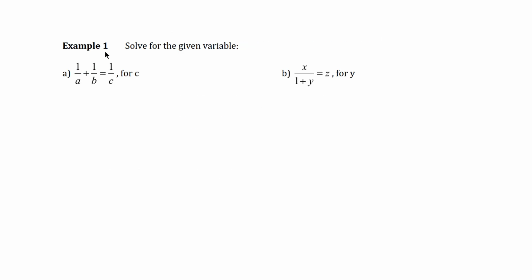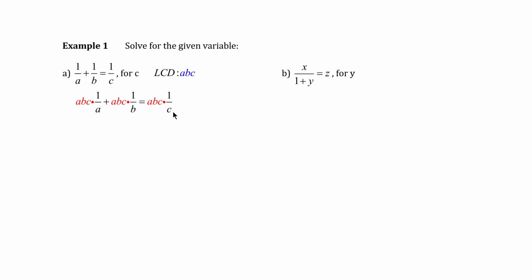For example number 1, solve for the given variable. For part A, we have 1 over A plus 1 over B equals 1 over C. We need to solve this equation for the variable C. First, we need to get rid of the fractions by multiplying by the LCD, which is ABC. We get ABC times 1 over A plus ABC times 1 over B equals ABC times 1 over C.